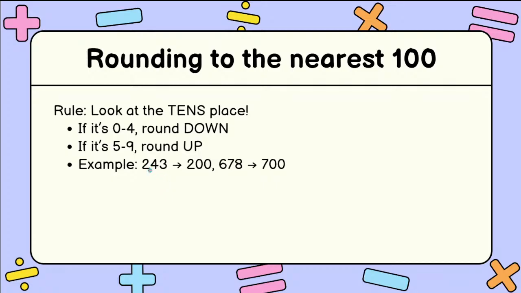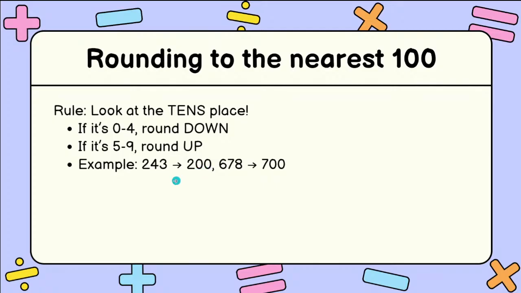So we'll do 2 practice problems here. We'll be rounding 243 to the nearest 100. So instead of looking at the ones place, we're now looking at the tens place. So in the tens place, we have a 4. So 4 is between 0 and 4, so we're rounding down.